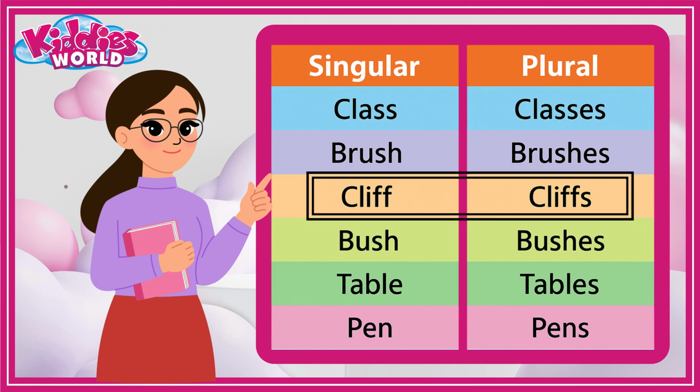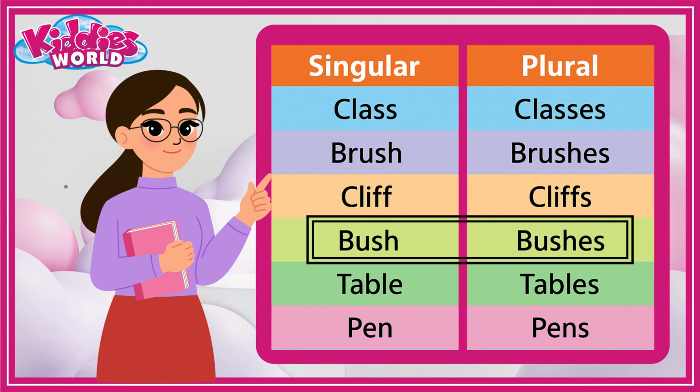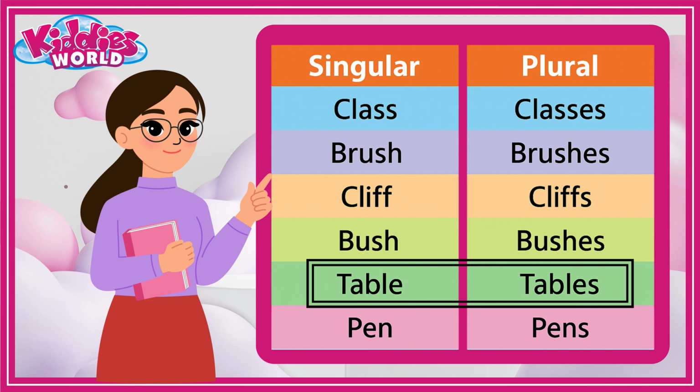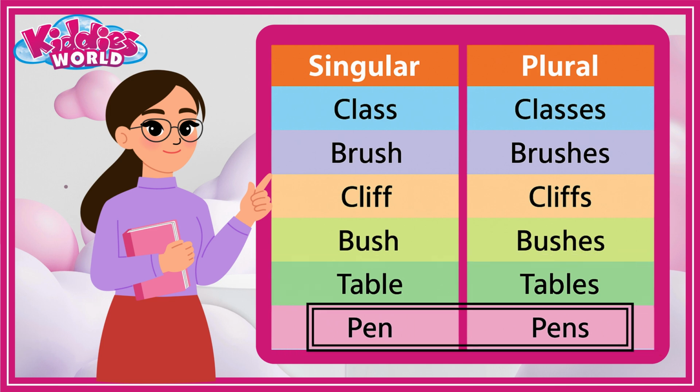Row 3. Cliff is a high, steep rock. If we see many of them, we say cliffs. Just add s. Row 4. Bush is one small plant. Bushes means many. Again, add es because it ends with sh. Row 5. One table is singular. More than one? Tables. Just add s. Row 6. A pen is what we write with. If you have more than one, they are called pens.